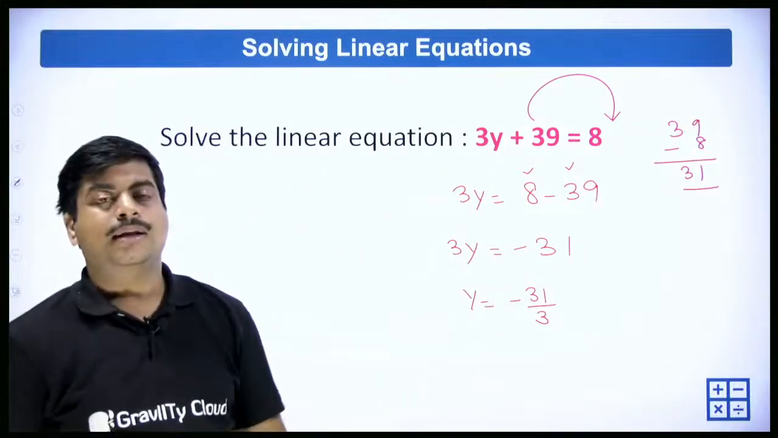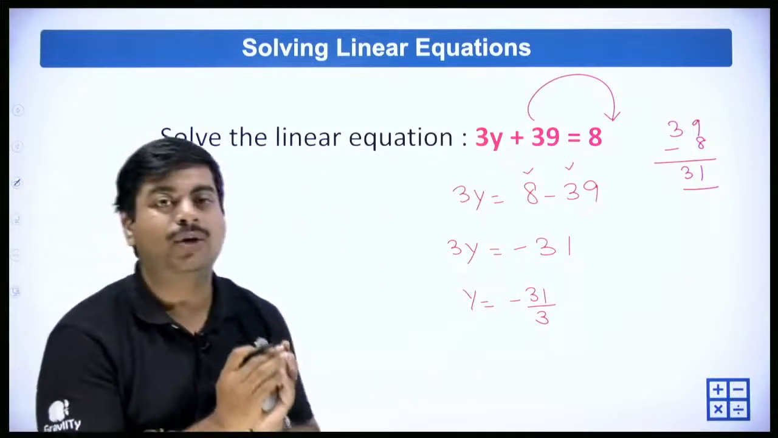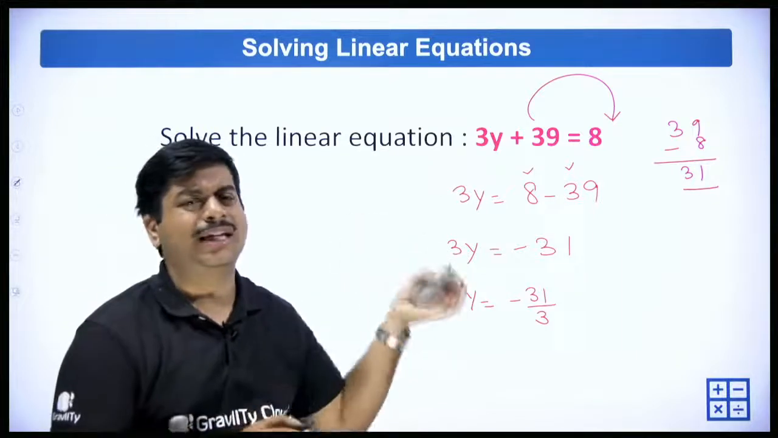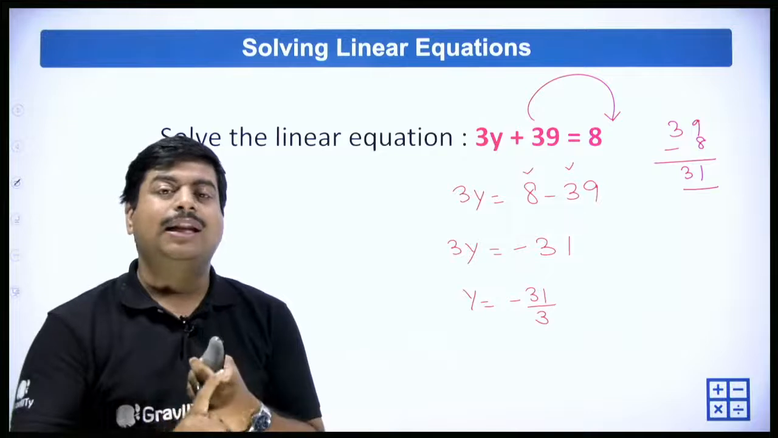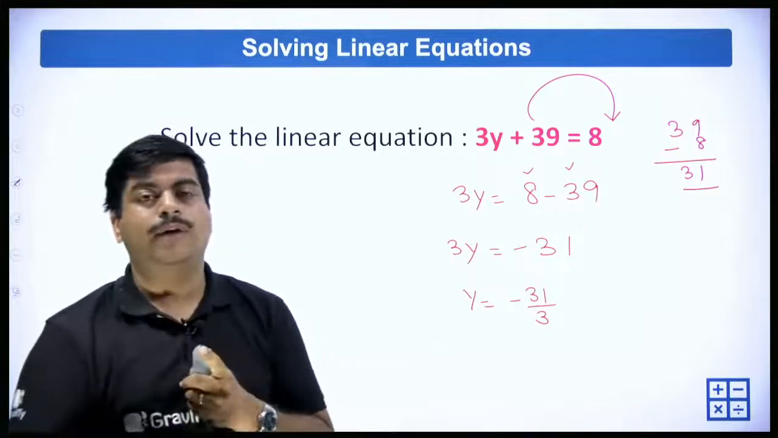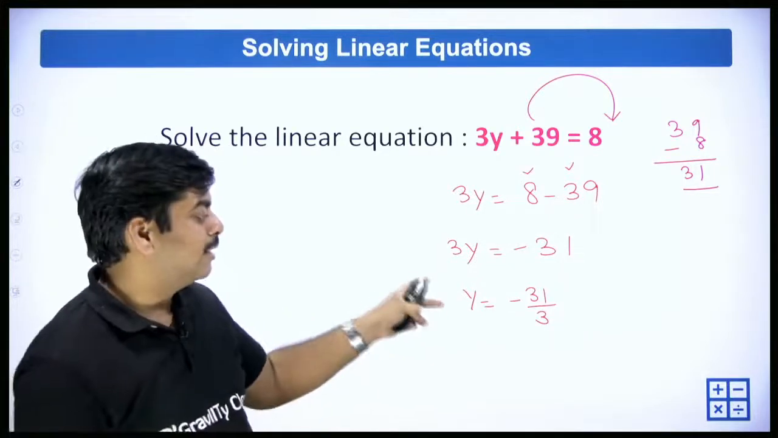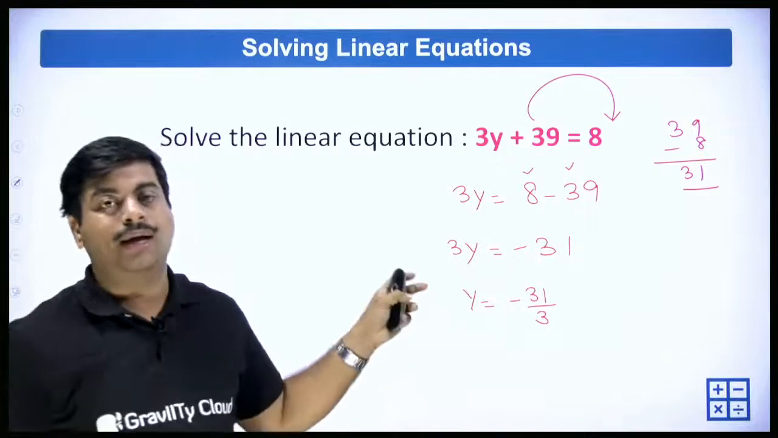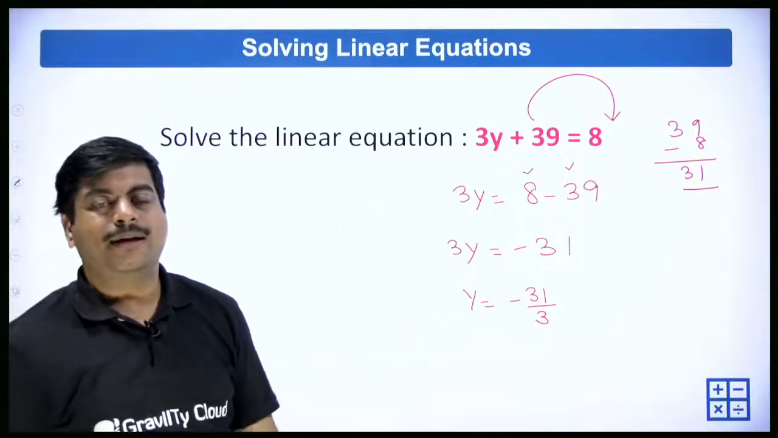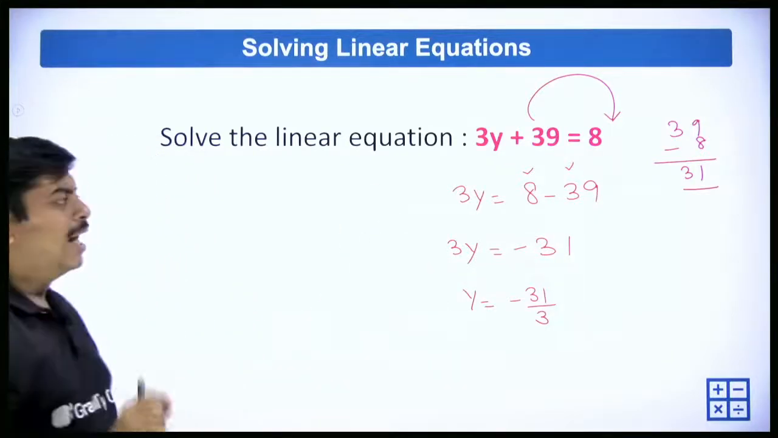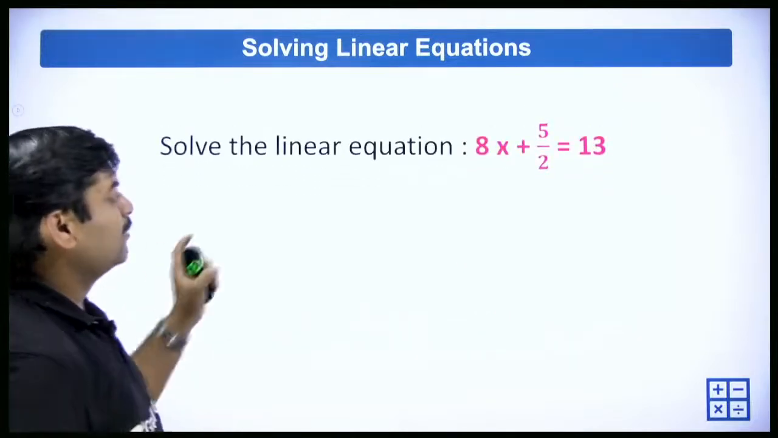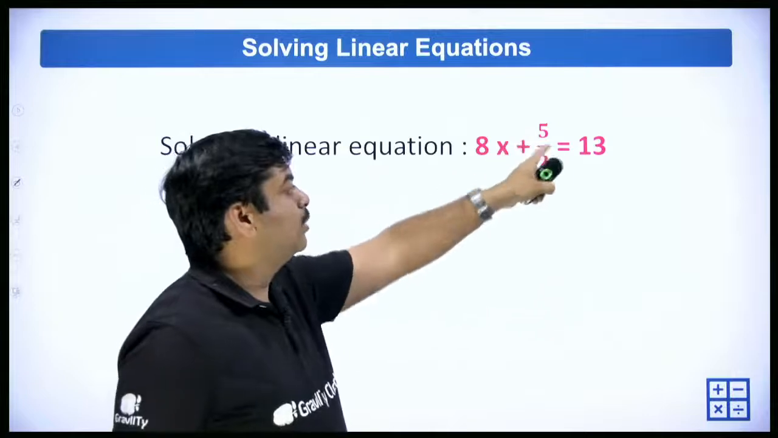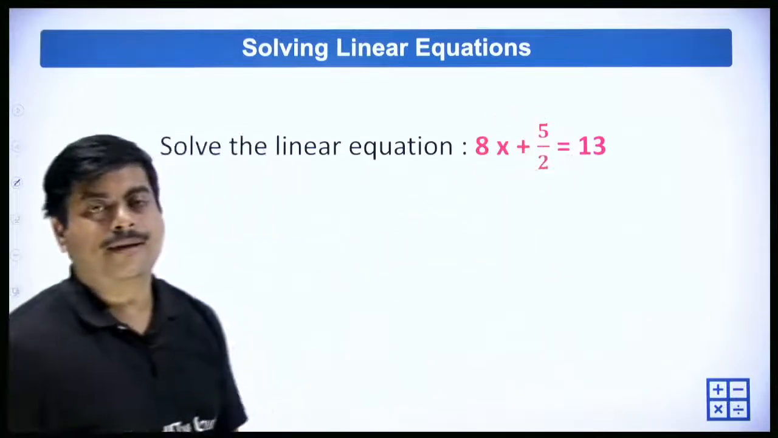Clear? This is how you can find the value of y or x or t, a, b, whatever the variable is. You just need to eliminate one by one till the last step where you get the variable value exactly. Right? So one more question and then we'll move forward to the next topic. Solve the linear equation 8x plus 5 by 2 is equal to 13.